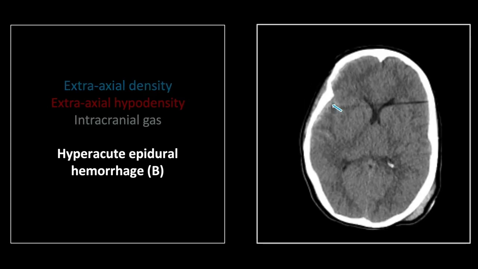As an additional distractor here, there was significant extraaxial density in a more contracoup location, most likely a mix of subdural and subarachnoid.